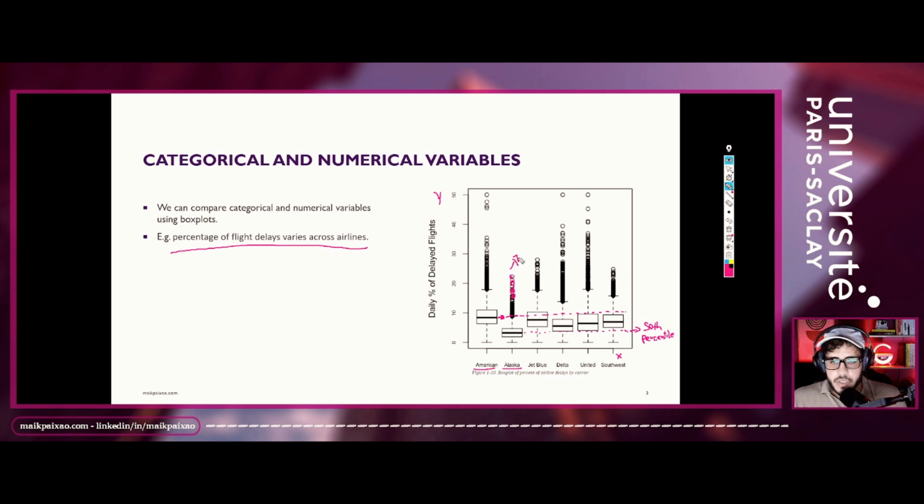I'm just showing that you can compare categorical and numerical variables using a box plot.